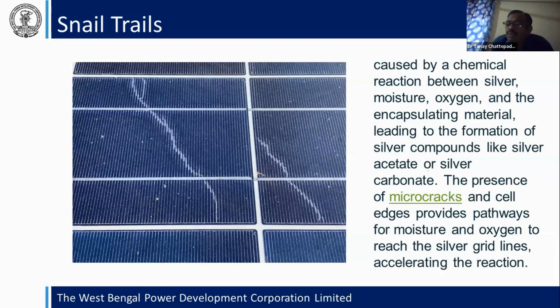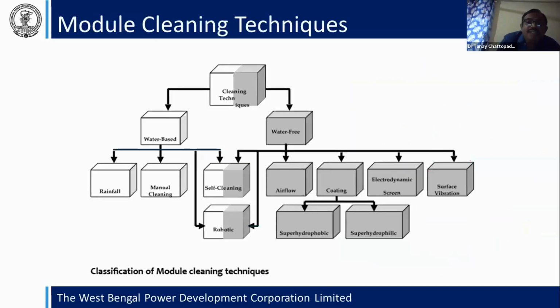In floating solar, maintenance should be done properly, and cleaning is required for the modules. You have to clean properly. The cleaning techniques are water-free and water-based, and a robotic cleaning system can also be used for sophisticated purposes.